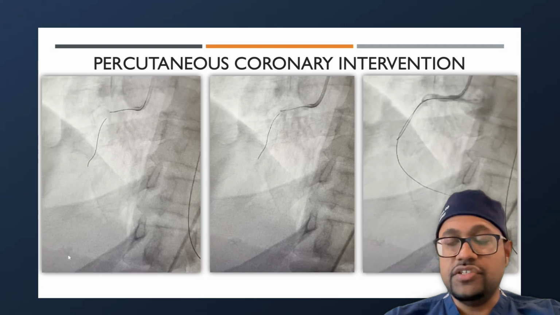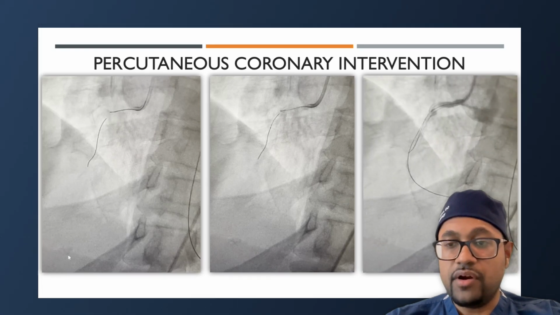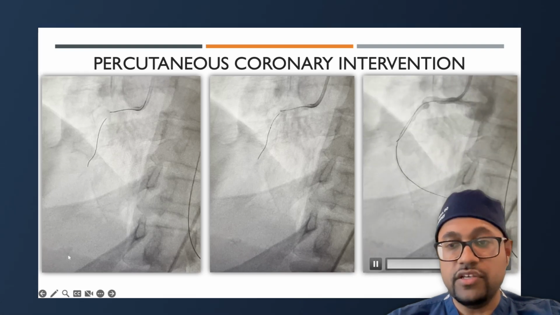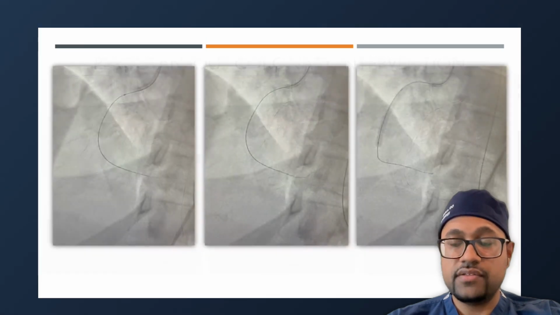So obviously these are very concerning. I have a polymer jacketed wire down in the bottom part of the right coronary artery. So I'm getting a little bit concerned because that wire is pretty aggressive. So I have to be very careful to make sure that doesn't go anywhere else.